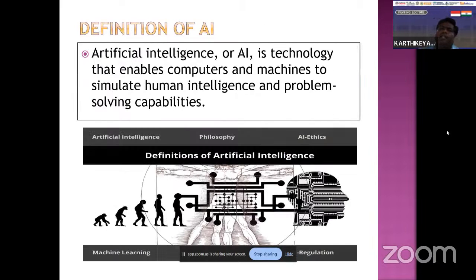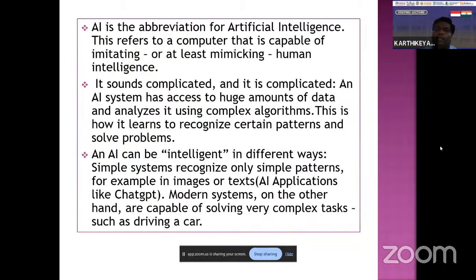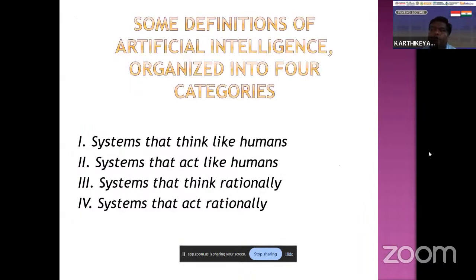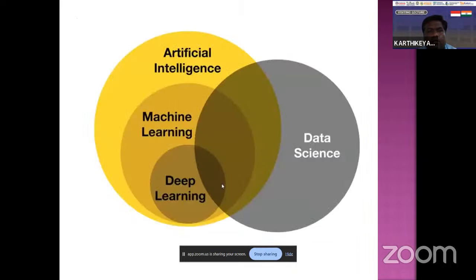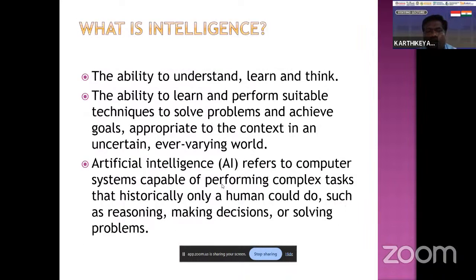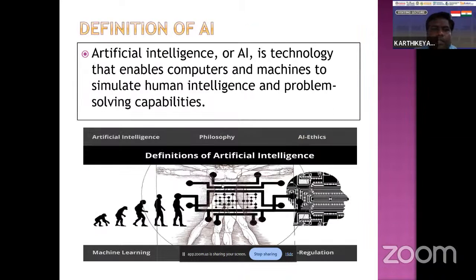And next one is the definition of AI. So the various definitions. So next we discuss about AI.